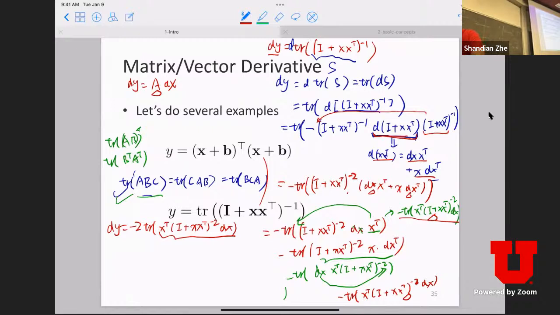So you get minus 2 x transpose I plus x transpose, to be more accurate, to the power of minus 2, dx. So this is your A, and this is your gradient.